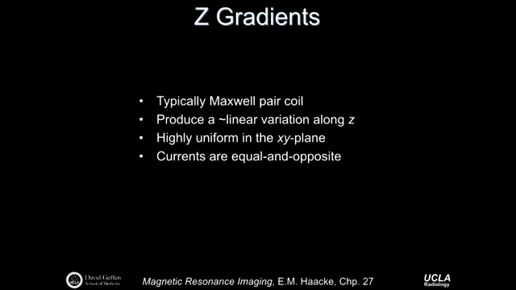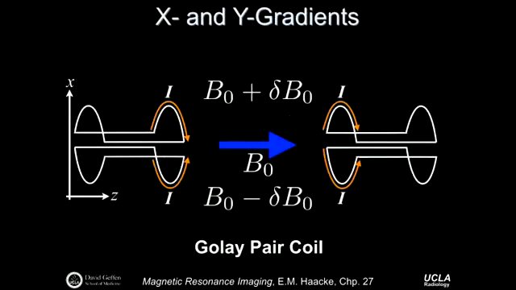They're highly uniform in the XY plane, meaning that we don't have a lot of left-right or anterior-posterior variation in that magnetic field that's generated. They're very non-uniform along the Z direction by design. We want to impart a difference along the Z direction. We do not want to impart a difference in the XY direction. And those currents, of course, have to be relatively equal and opposite.